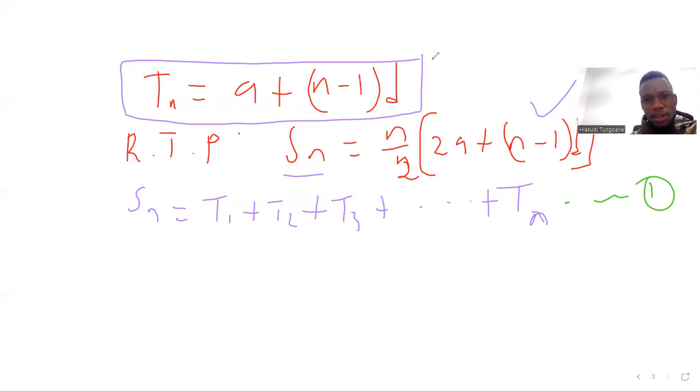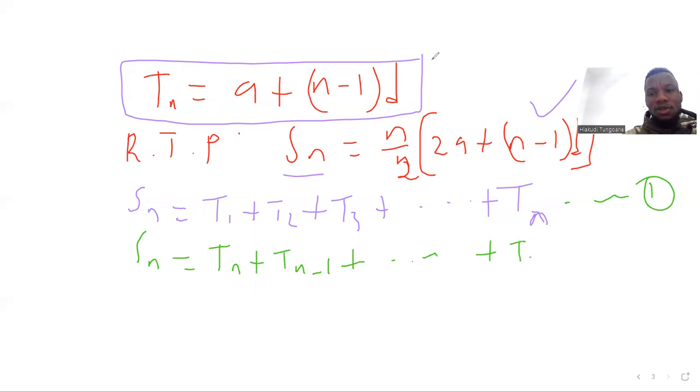What we need to do is rewrite this summation, but now write it in reverse order. If you write it in reverse order, we're going to have Sn equals Tn plus Tn minus 1 all the way to T3 plus T2 plus T1, right? So let's write this as equation 2. I think this is very important. I'm just going to pause here and repeat the point.